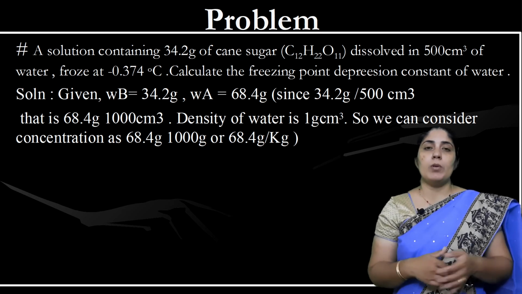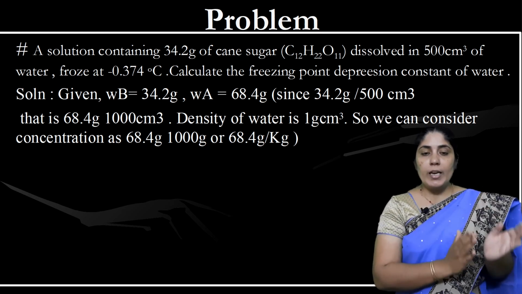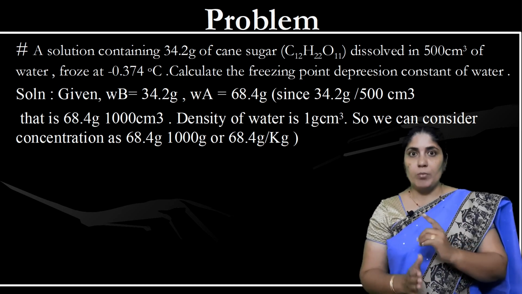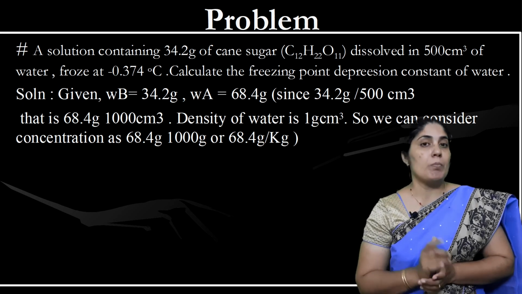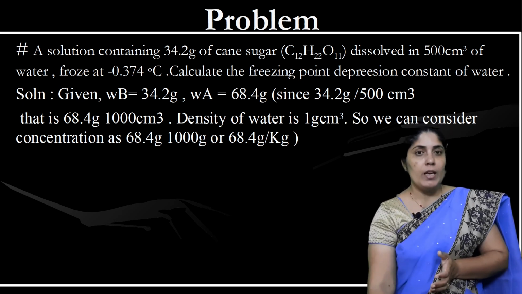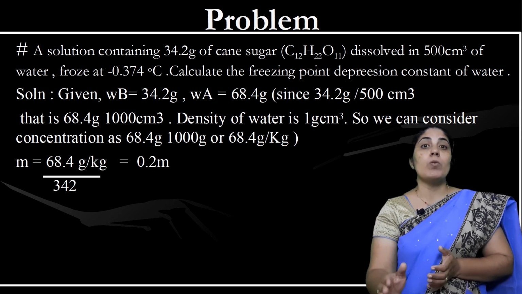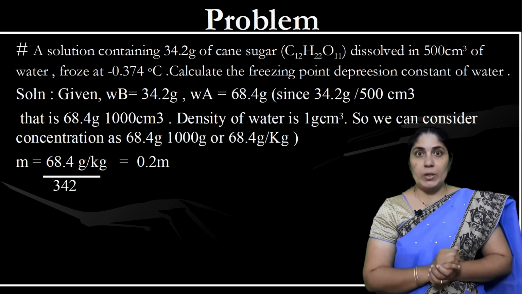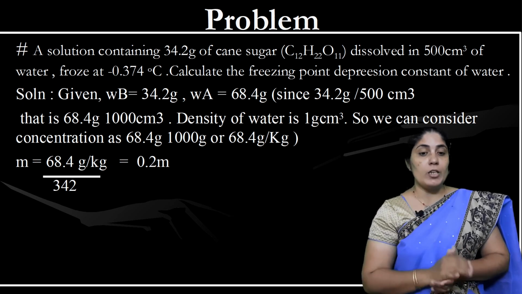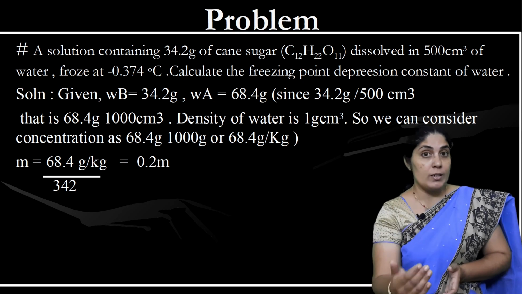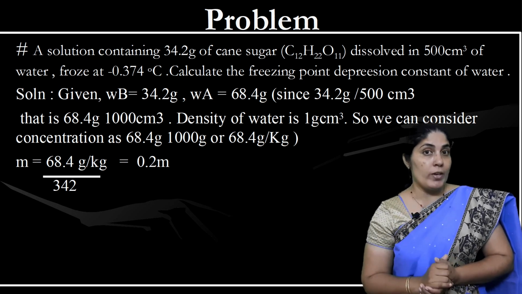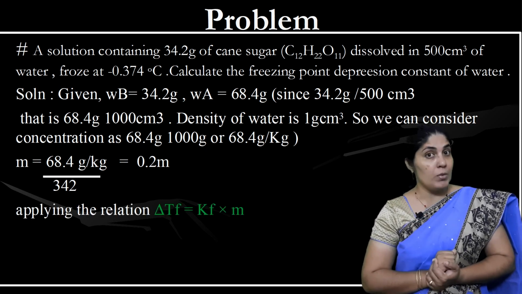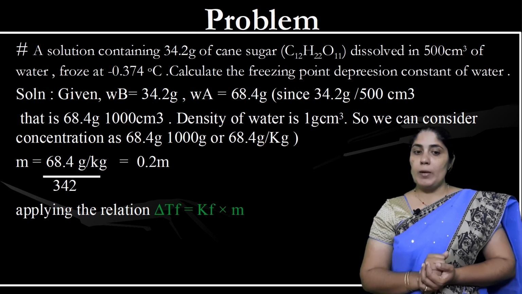Now coming on to the molality concept. 68.4 gram is dissolved per kilogram. 1000 gram can be taken as 1 kilogram. So 68.4 gram is dissolved in 1 kilogram of the solvent. And now we have to divide that with the molar mass of the solute. The molar mass of the solute, since it is cane sugar, or we can say sucrose, C12H22O11, is 342 gram per mole. Substituting that, we can easily calculate the molality, which is 0.2 molal.